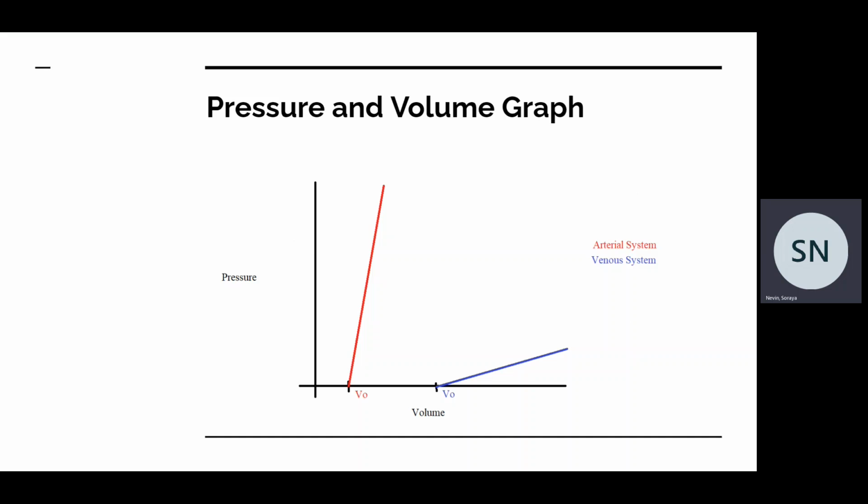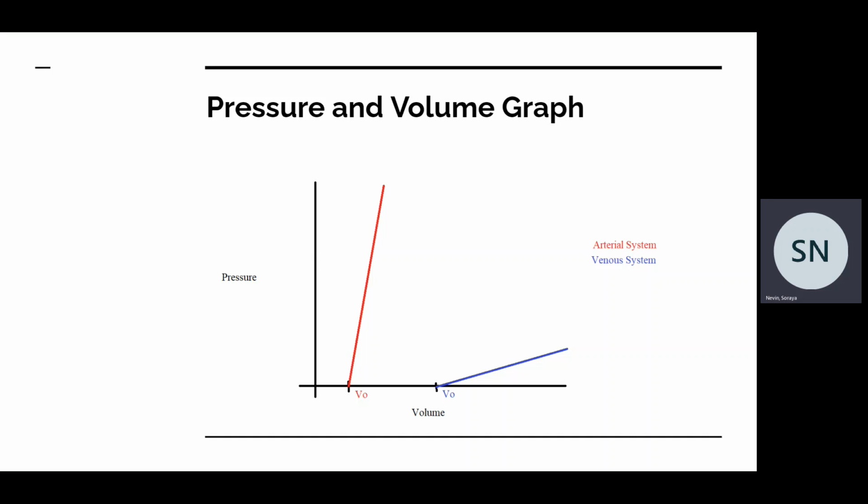All right, pressure and volume. That red line is for the arterial system. As you can see, a small change in volume will cause a large change in pressure in the arterial system. And in the venous system, a small change in volume will cause a small change in pressure.